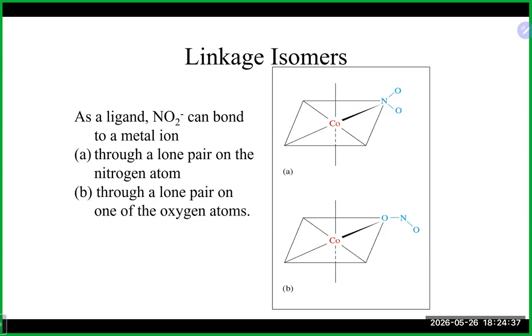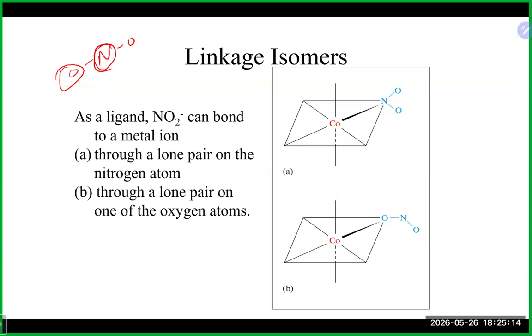Now, another type of isomer here is a linkage isomer. And a linkage isomer is pretty much what it sounds like. It is actually how the particular ligand attaches to the metal in the complex ion. And NO2, which is nitrite, is an example of that. So when you have nitrite, not drawn correctly, but just drawn with the letters there, it has the ability to attach via the nitrogen, but it could also attach through one of the oxygens as well.